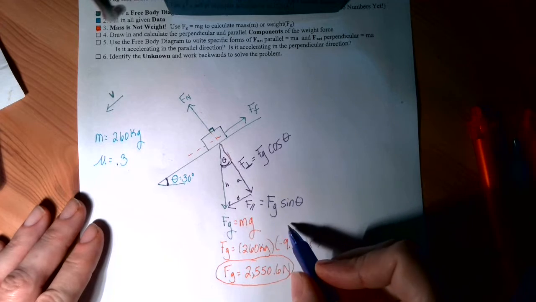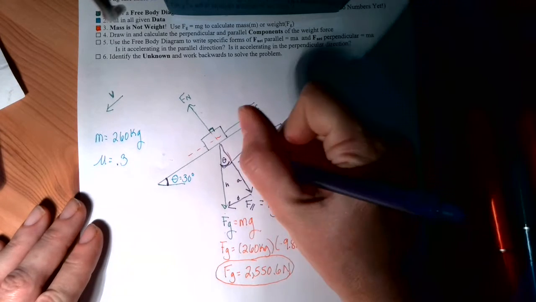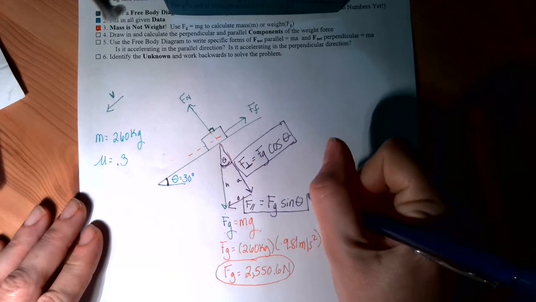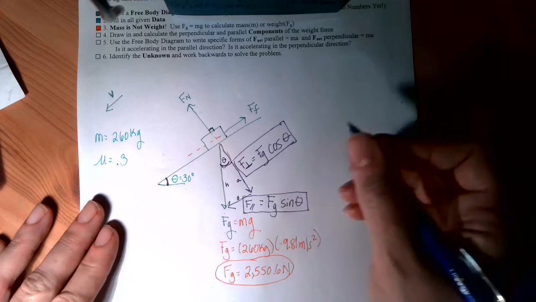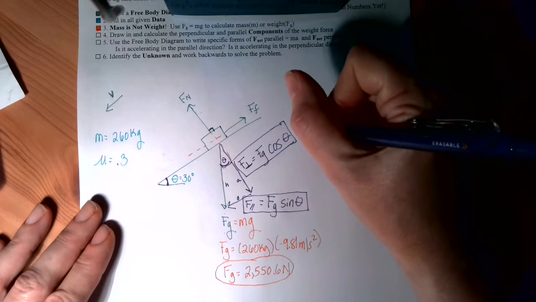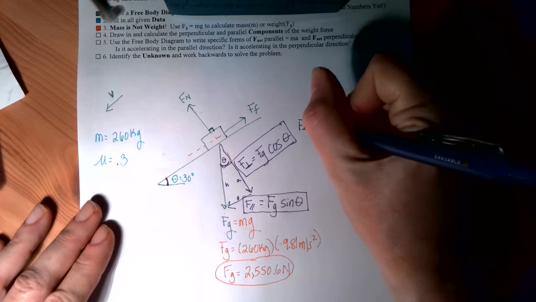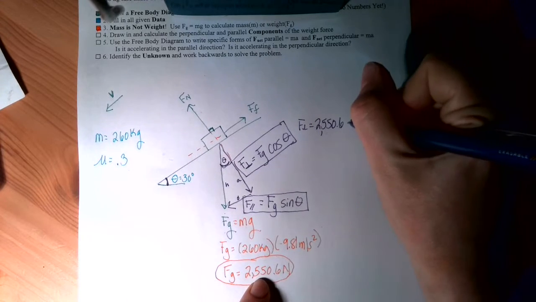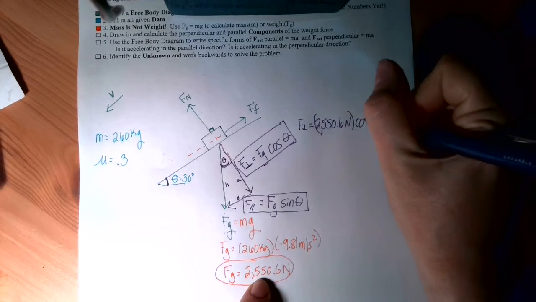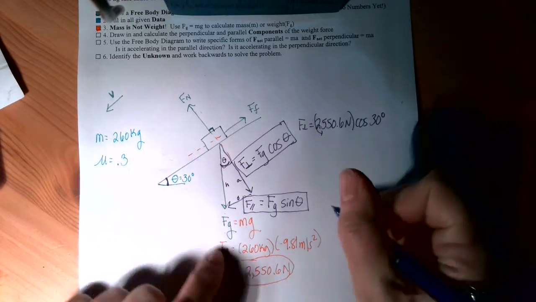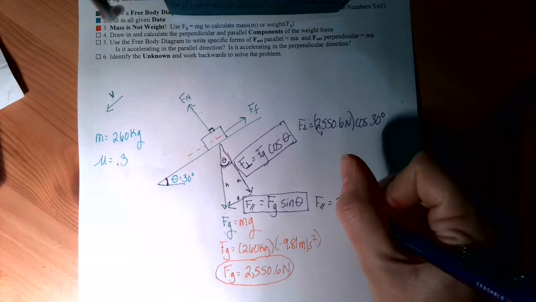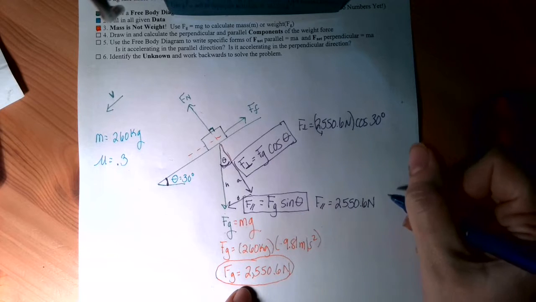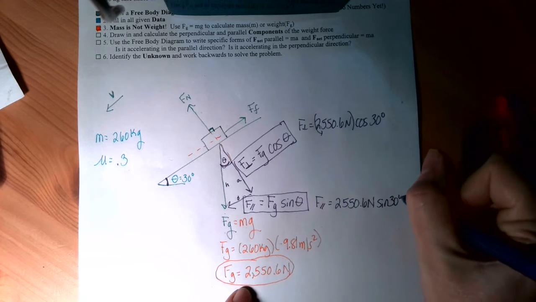Okay, so we've got the formulas for the components. These are things you need to memorize. And again, my silly mnemonic is perpendicular goes with cosine. And if you say it enough, you might remember. Okay, so I'm going to put these in. The force perpendicular equals the weight, which was 2,550.6 newtons, times the cosine of 30 degrees. And force parallel is equal to that same giant weight times the sine of 30 degrees.